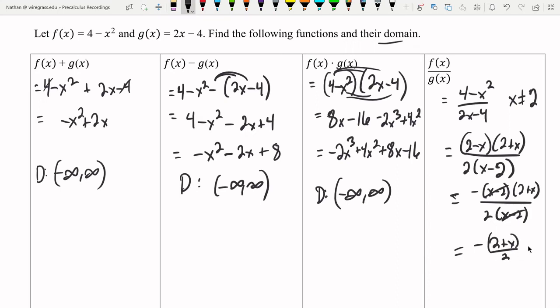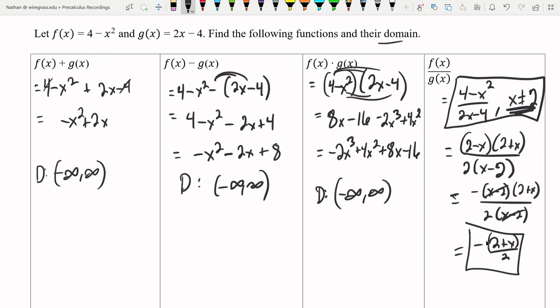Okay, and it's important to note here that even though this portion has no issues in the domain, the thing that we started with did. So we must exclude this, even though 2 is fine in this one, right? 2 plus 2 is 4. Negative 4 over 2, that's going to be negative 2. There's no issues plugging in 2 into this one. There was, however, an issue plugging it into the original stated function.